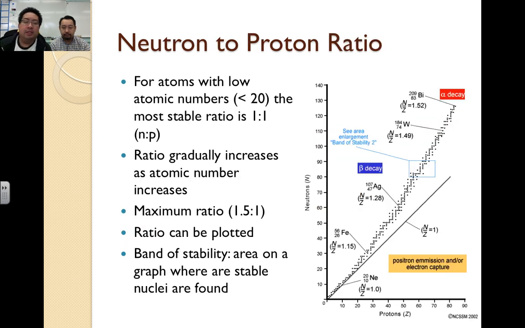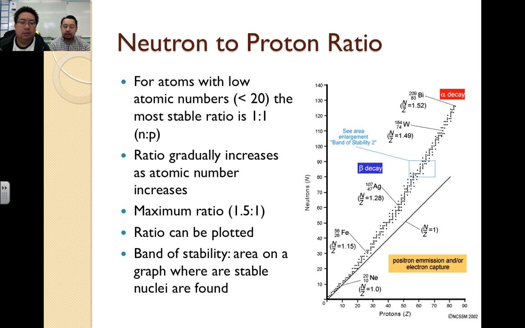So this is something we had hinted at earlier in a previous podcast, but this proton to neutron ratio helps us predict how stable a nucleus will be for a particular isotope. When we're looking at small atoms, with atomic numbers less than 20, we find that the most stable ratio is 1-to-1 neutron to proton. And this is why you wind up seeing most atomic masses being double the atomic number.